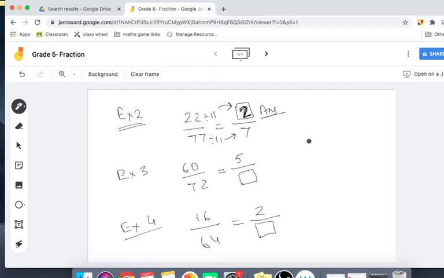Okay, then let's check the answer of example 3. So here we are dividing 60 by something so that we are getting 5, right? So yes, if we can recall, 12 fives are 60, so 12 is the number here. So here also we will divide the numerator by 12 and we will get 6 as the answer. Now example 4, I am not telling you this question. Try it on your own. I am giving you 40 seconds to solve this question.